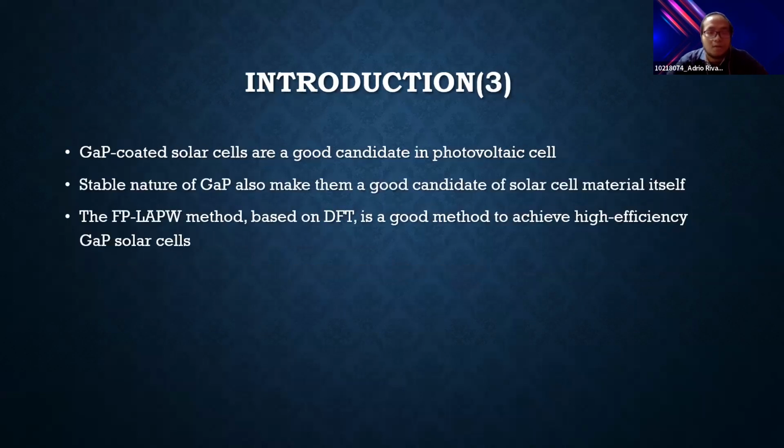Because of the features that gallium phosphide has, it can be used as a gallium phosphide coating for solar cells because of the high absorption coefficient I mentioned before. Besides that, GaP can also be used as the solar cell material itself because of its stable nature at high temperature. So gallium phosphide can be used as a coating for solar cells or as the material itself.